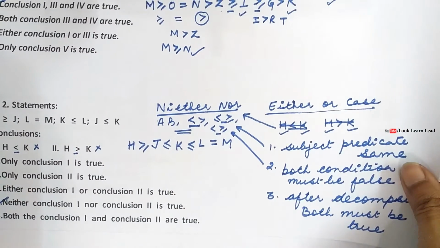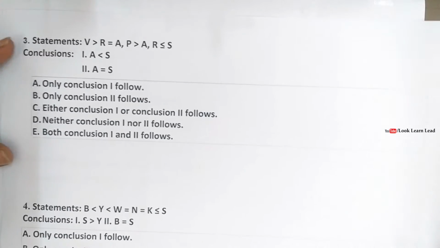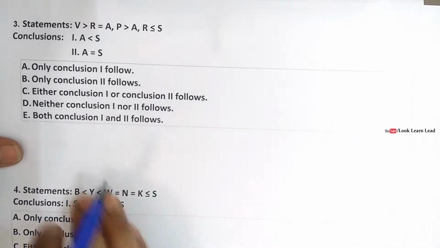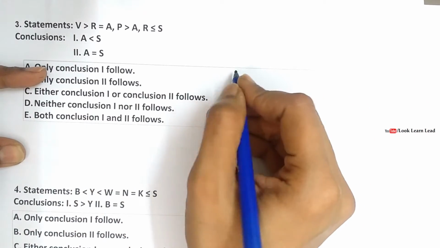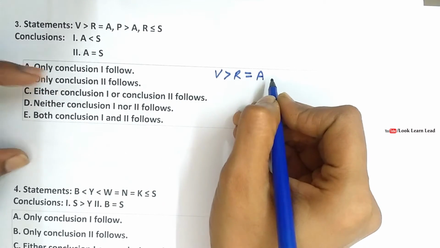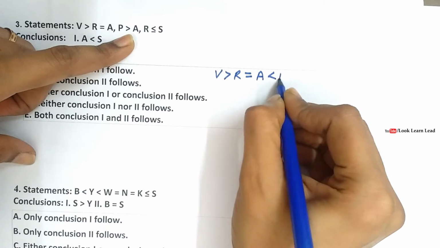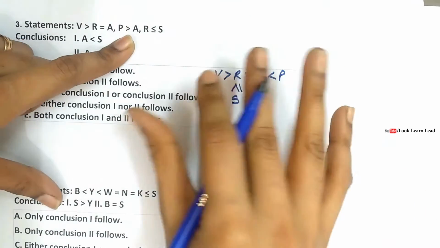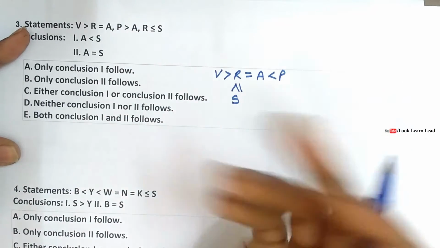Okay, let's move on to the next question. This is our next question. Okay, let me write it. So you have to solve it with me, then only you would understand. So we have V is greater than R is equal to A, and see, A is over here. So A is less than P, A is less than P, and R is less than equal to S. I will write it like this. If you solve simultaneously, you would understand, and it would be easy for you.